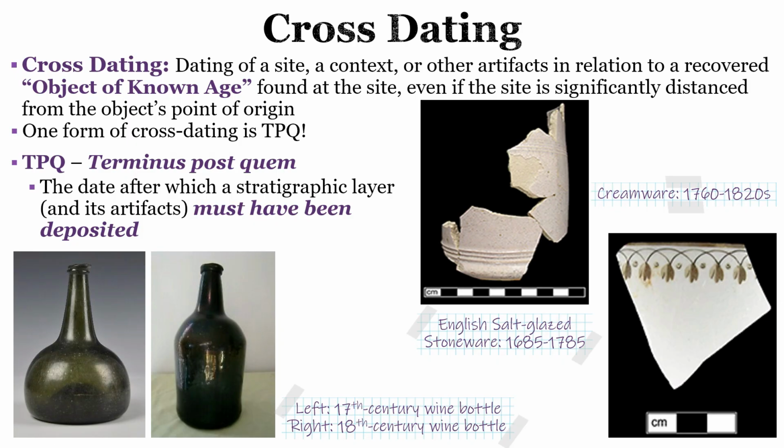So for example, if at the very bottom of a site we have a type of ceramic and we know that that ceramic was only made in the 1500s, and that's all the way at the bottom of the site, we know that everything on top of the layer that has that ceramic has to be younger than the 1500s. And that if that's at the bottom of the site, the whole site itself can only date to the 1500s or earlier. And so that's a benefit of cross dating.